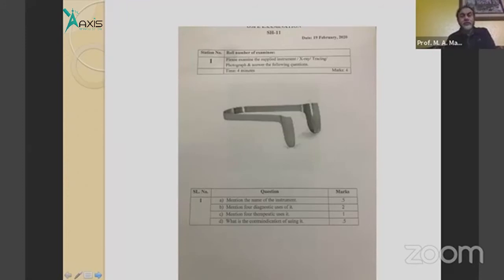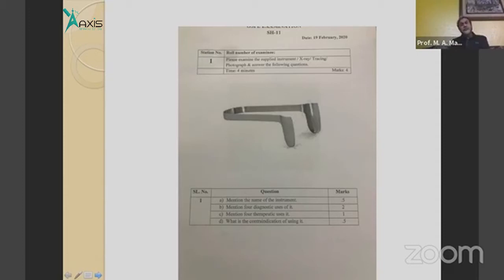This is a very common instrument given in the exam, and you should know how to hold this Thudichum nasal speculum. These are common instruments. We usually ask how to hold this one in your OSCE examination. Mention the name of the instrument: it is a Thudichum nasal speculum. Mention its diagnostic and therapeutic uses.